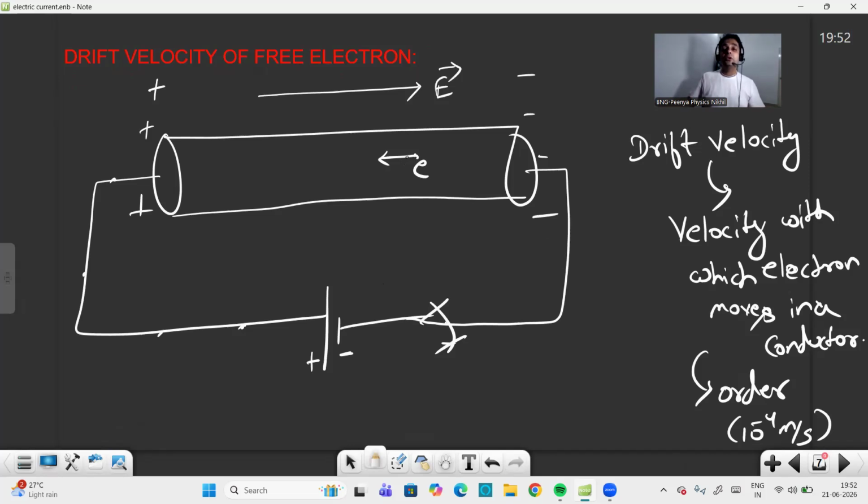Every electron moves with what? Drift velocity, and that is of the order of 10 to the power minus 4 meter per second. Now I will focus only on drift velocity because our topic is the drift velocity of free electrons.